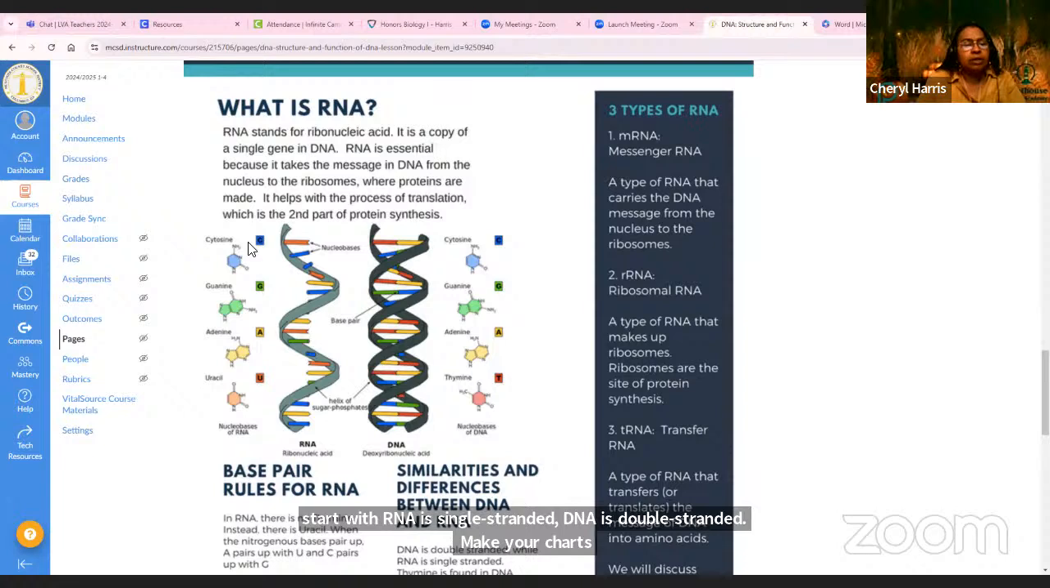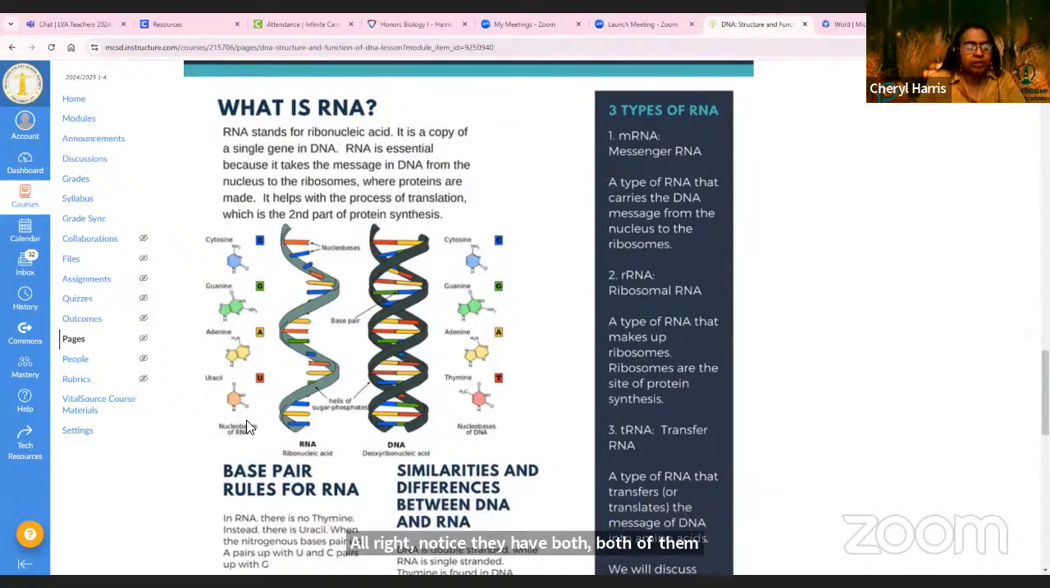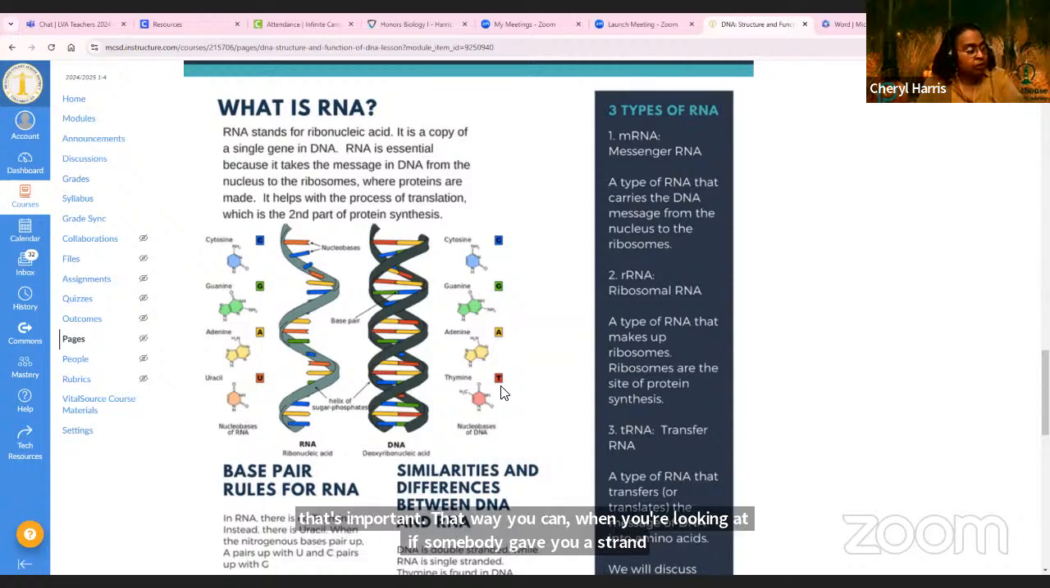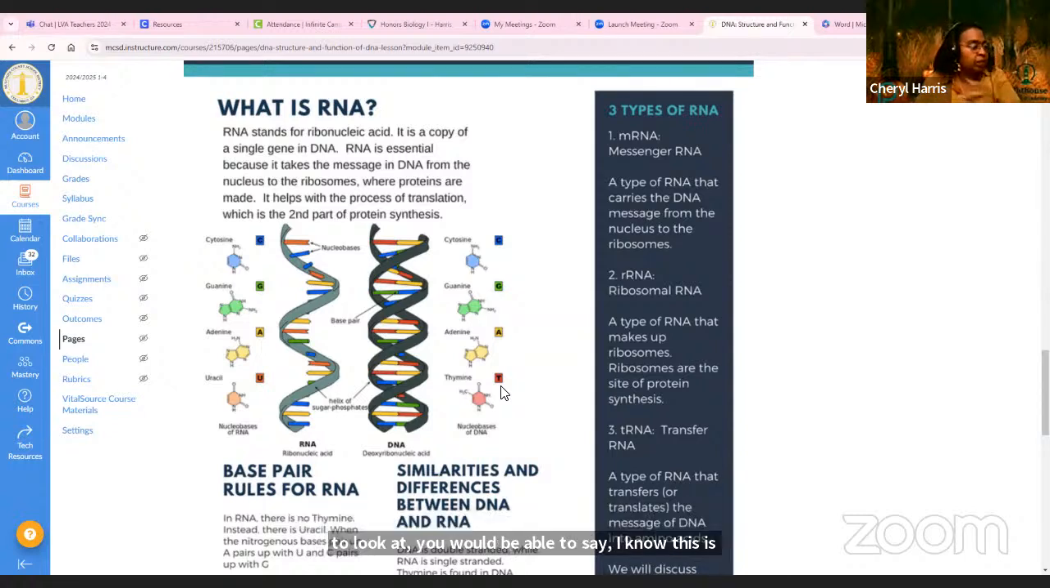All right, notice both of them have bases, but there's one difference. This last one on the RNA side is uracil. So it has C, G, A, but it doesn't have thymine. You need to say RNA has uracil instead of thymine. DNA has thymine instead of uracil. And that's important. If somebody gave you a strand to look at, you would be able to say, I know this is RNA because it has uracil. I know this is DNA because one of the bases is thymine. So that's an important structure difference.